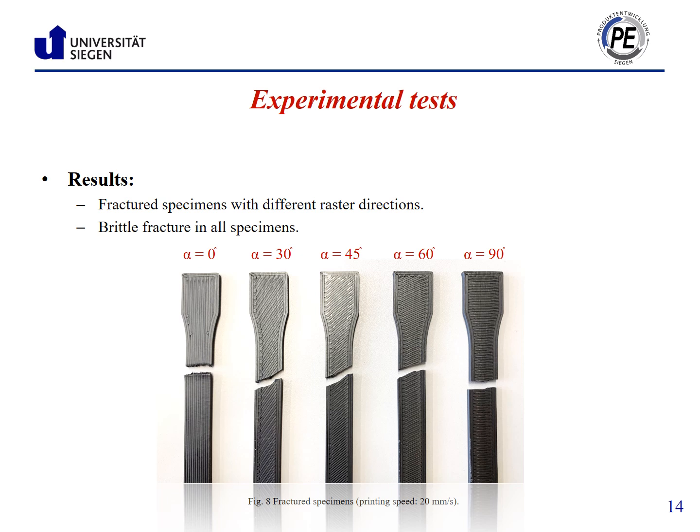Here we present results of our research. First of all, we show the fractured specimens. For the specimens with the raster direction of 0 and 90 degrees, the crack is perpendicular to the loading direction. As can be seen in the other specimens, the cracks are oriented with the raster direction. Moreover, we have observed brittle fracture in all the examined specimens.